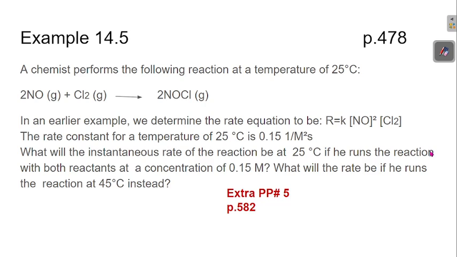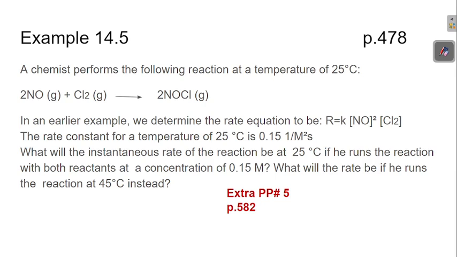Example 14.5. Says a chemist performs the following reaction at a temperature of 25 degrees Celsius, and they give you the reaction. In an earlier example, we determined the rate equation to be, here it is, the rate constant for a temperature of 25 degrees. They give you the rate. What will the instantaneous rate of the reaction be at 25 degrees if he runs a reaction with both reactants at a concentration of 0.15 molarity? What will the rate be if he runs a reaction at 45 degrees Celsius instead?